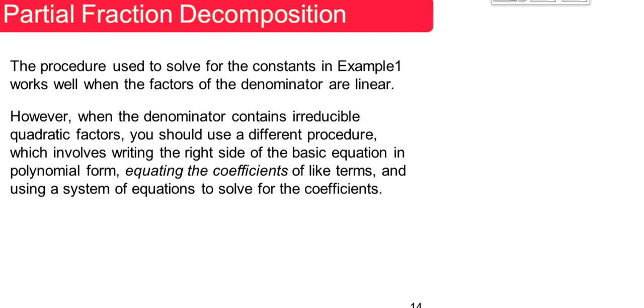The procedure used to solve for constants works well when the factors are linear. However, when the denominator contains irreducible quadratic factors, we are going to use a different procedure, and that involves writing the right side of the basic equation in polynomial form, equating the coefficients of like terms, and using a system of equations to solve for coefficients.